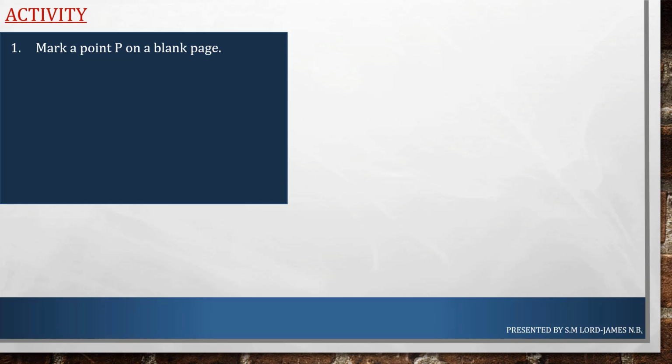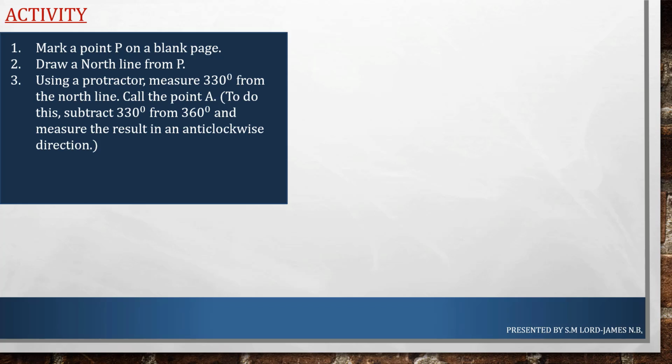We'll have to follow the following steps keenly, reproducing them on a piece of paper. Before you, you should have a blank sheet of paper, your pencil and your protractor. The first instruction says mark a point P on a blank page. The second says draw a north line from P. The third says using a protractor measure 330 degrees from the north line. Call the point A.